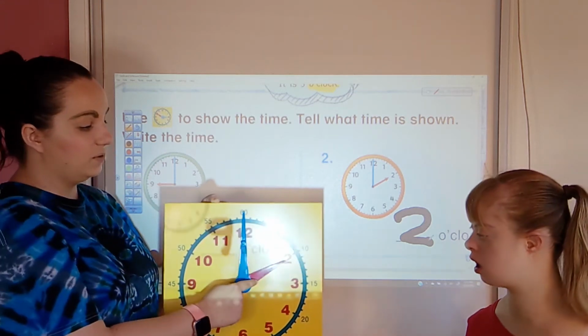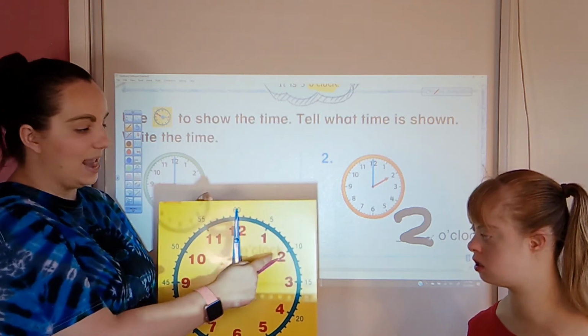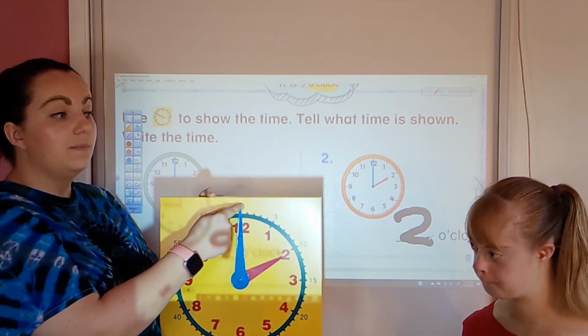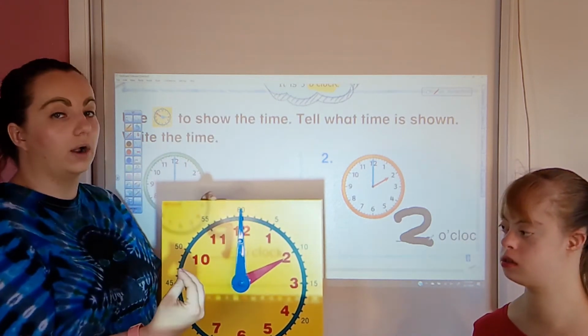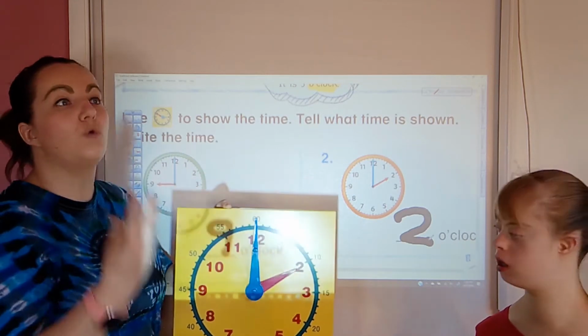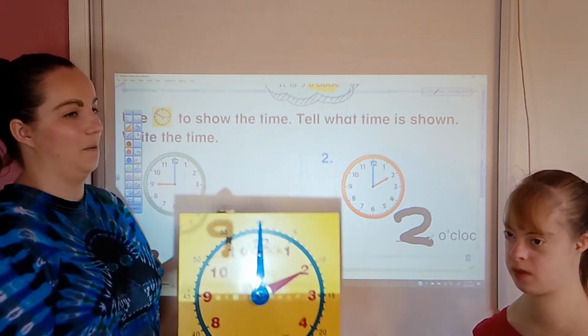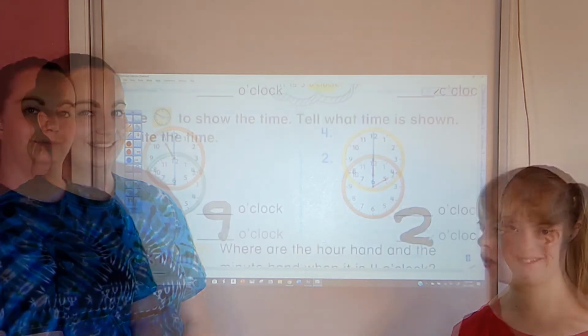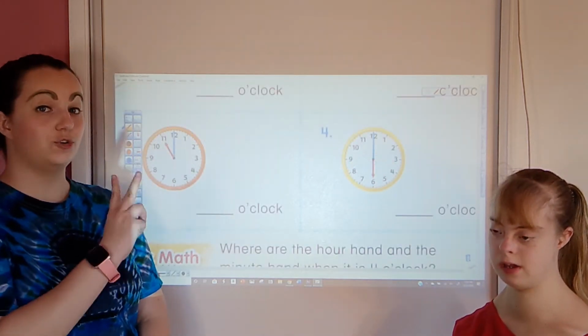Remembering, read what the hour is, and then remembering that the long minute hand pointing straight up means we say o'clock. It's the start of the new hour. Awesome. Let's get ready for a few more problems. Here's our next two problems.